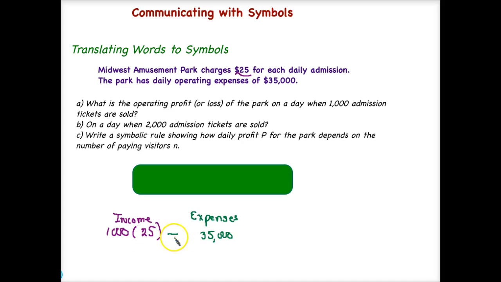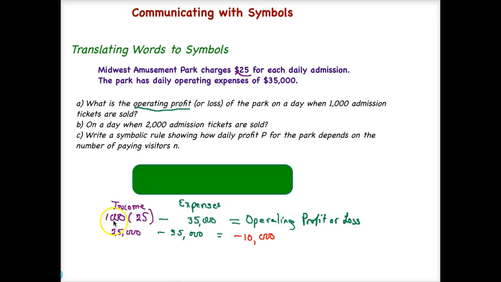Now this isn't an equation yet. In order to be an equation, we need to have it equal something. So what should this equal? Well, notice what we're finding. What is the operating profit or loss? So what this equals would be our operating profit or loss. Let's go ahead and perform the calculation. When we solve this equation, we have 1,000 times 25, which we know to be 25,000. And 25,000 minus 35,000 gives us a loss, we're in the red, of $10,000.